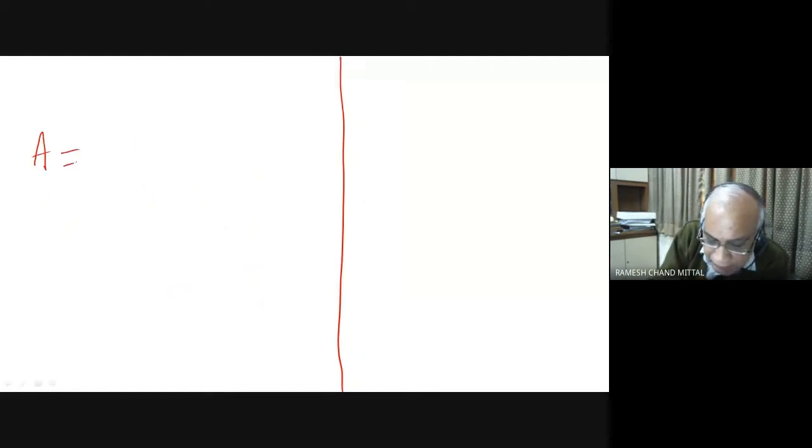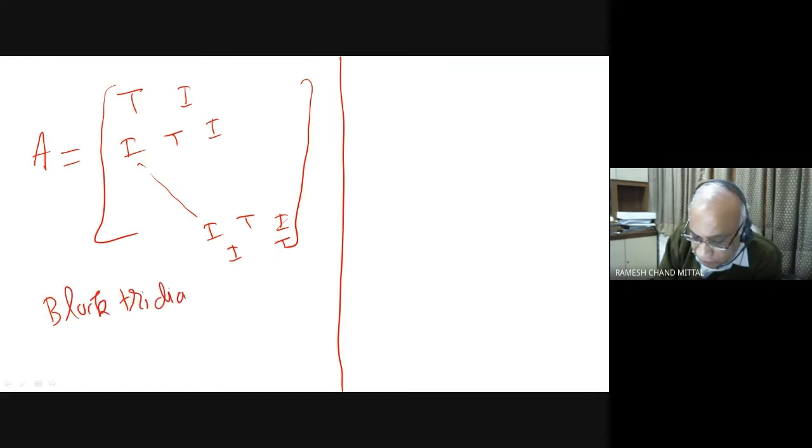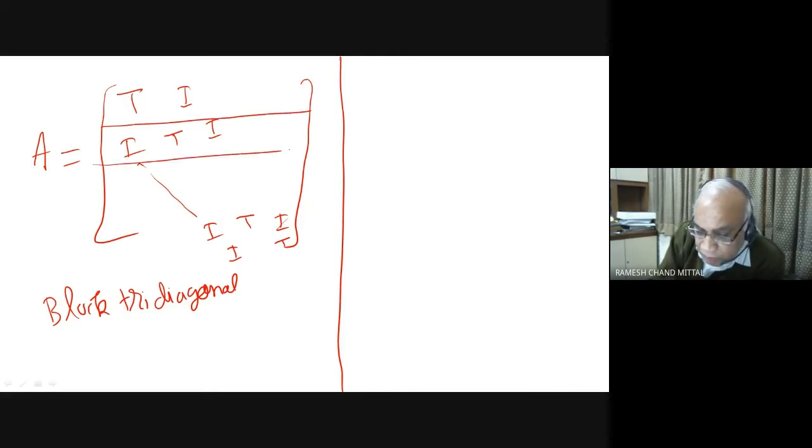my total matrix A will be of this type: T, I, I, T, I, I, T, I, and so on, ending with T. This is a block tridiagonal system. I call it block because here the entries are matrices. So this is the block for m equal to 1, this is for m equal to 2, and this is for the last equation. So in total there are m blocks.